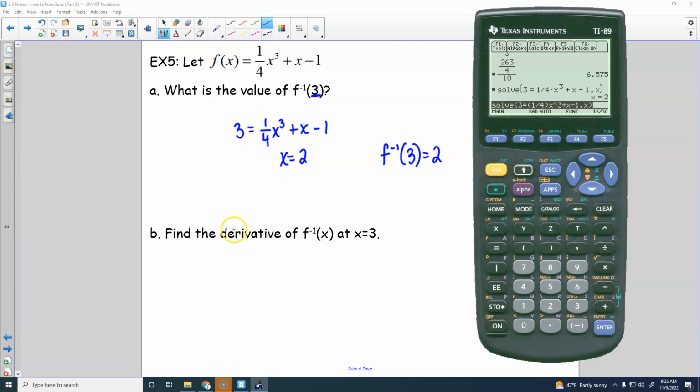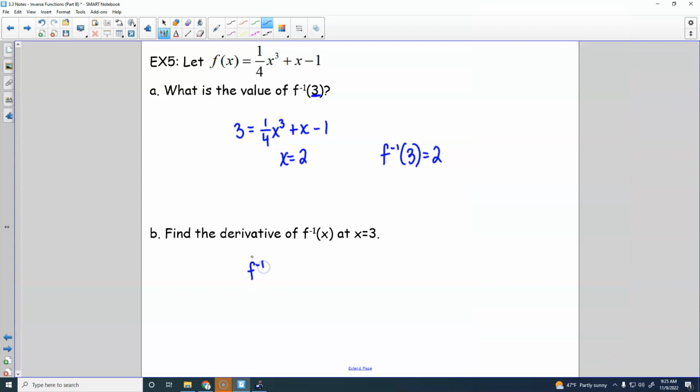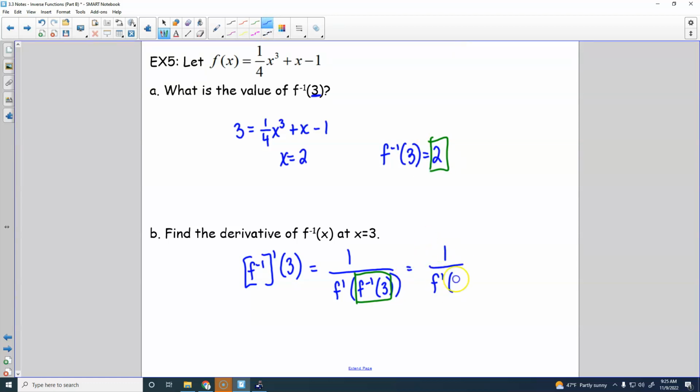So if I want to know the derivative of f inverse at 3, I'm looking for f inverse prime of 3, which means I will be doing 1 over f prime of f inverse of 3. All right, that's our formula. 1 over f prime of f inverse of whatever value you have. And we just found f inverse of 3. It is 2. So right here, for my f inverse of 3, I can plug in this 2 that I just found. So I'll get 1 over f prime of 2.